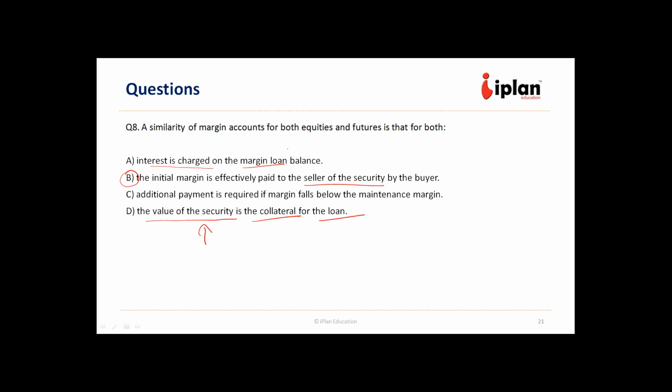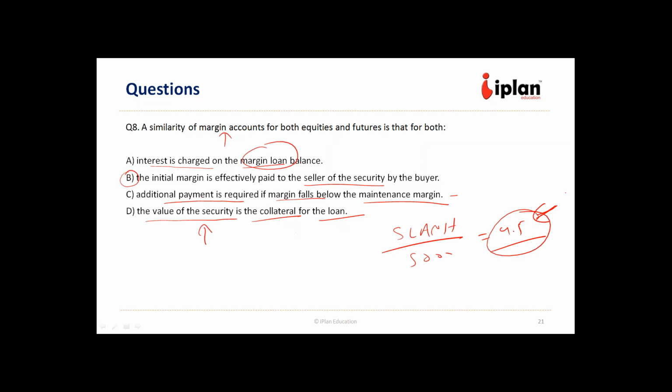So there is the amount of credit you take, the leverage you take, and the initial payment required, and an additional payment if margin falls below the maintenance margin, where you pay the variation margin. And the value of the security is the collateral for the loan. So if you want to take a margin loan for the futures contract, let's say the total value of the futures contract is 5 lakh and you are paying an initial margin of 50,000. So around 4.5 lakh you are taking as a margin loan, and on this the interest is charged by the broker.